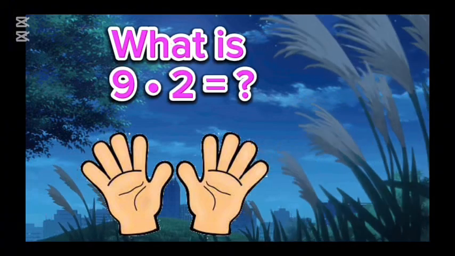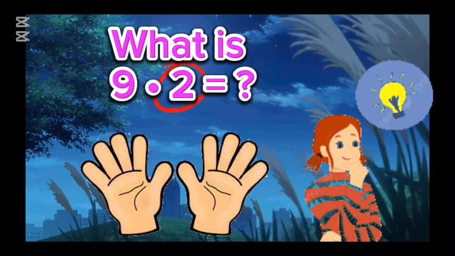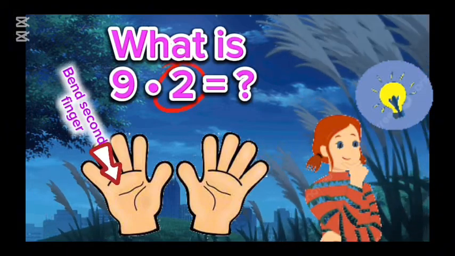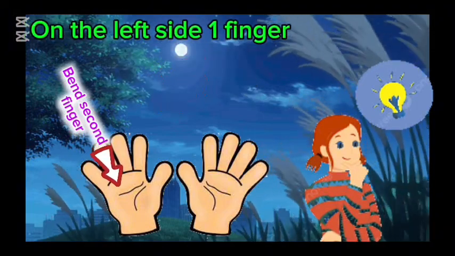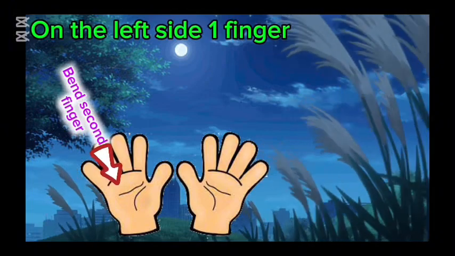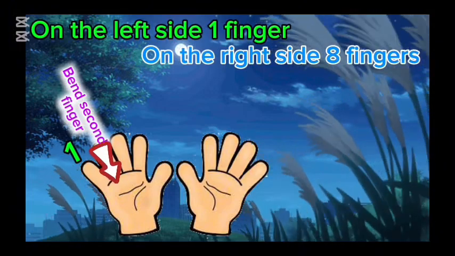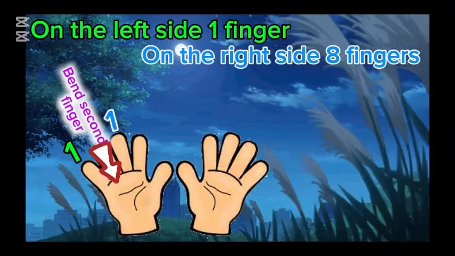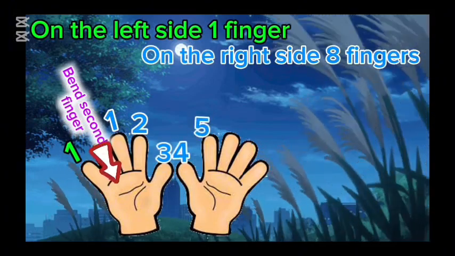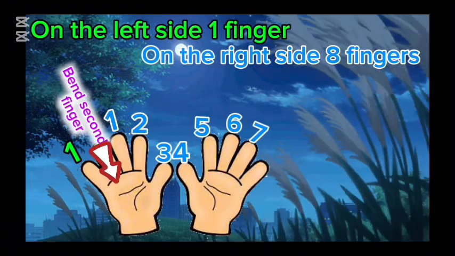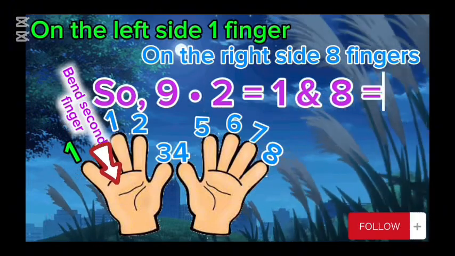What is 9×2 equals? Bend the second finger. On the left, 1 finger. On the right side, 8 fingers. 1 2 3 4 5 6 7 8. So 9×2 equals 1 and 8, 18.